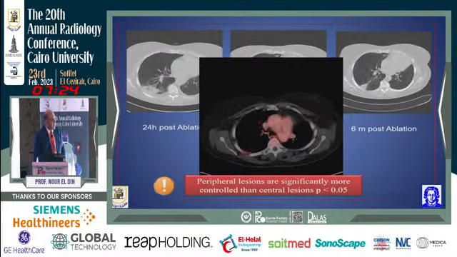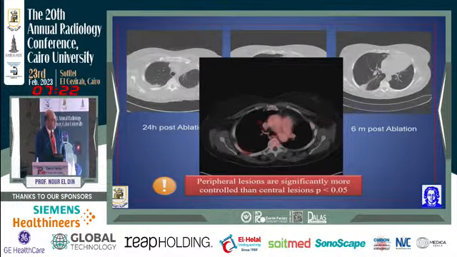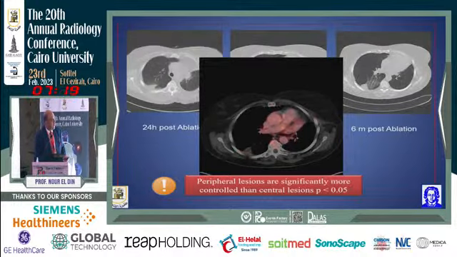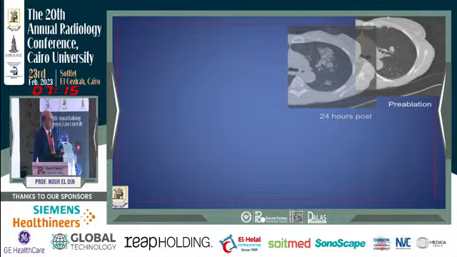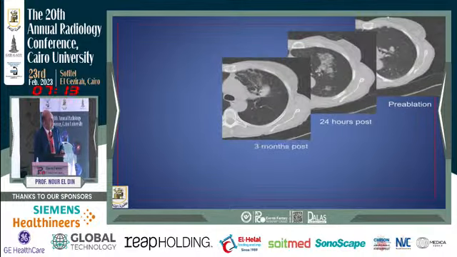The peripheral location of the lesions is significantly better controlled in comparison to other centrally located lesions. Look at this example. This is a small lesion. However, it's near the hilum of the lung.